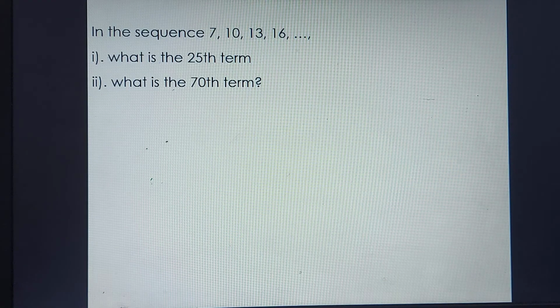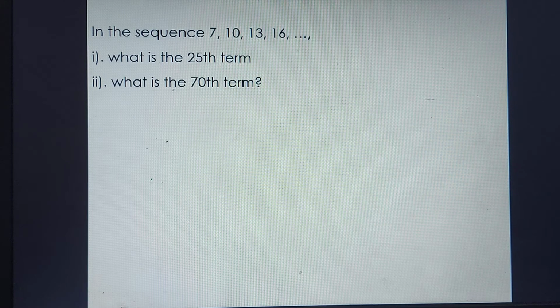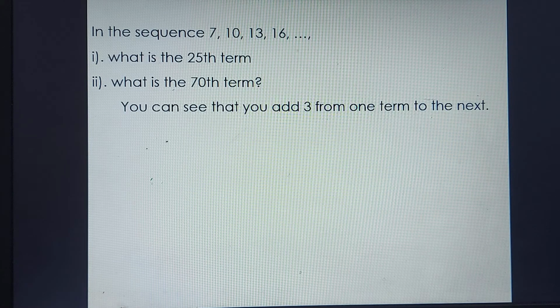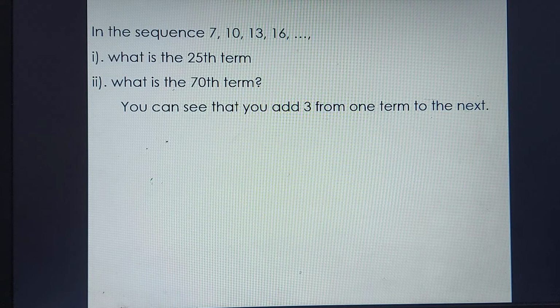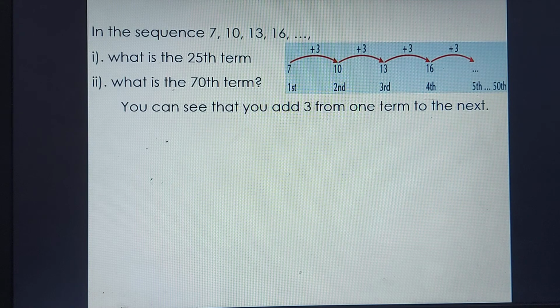In the sequence 7, 10, 13, and 16, we are required to find the 25th term and the 70th term. But you see that you add 3 from one term to the next. 7 plus 3 will give you 10. 10 plus 3 will give you 13. 13 plus 3 will give you 16. So it means to get the next term, you need to add 3. That will give you 19, and so on.